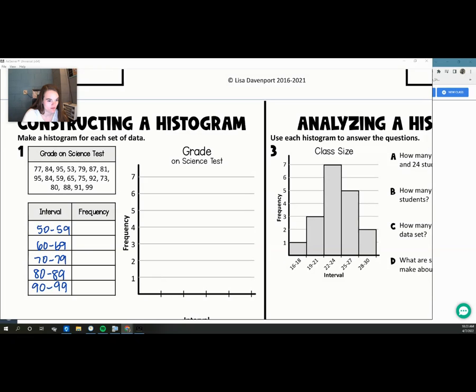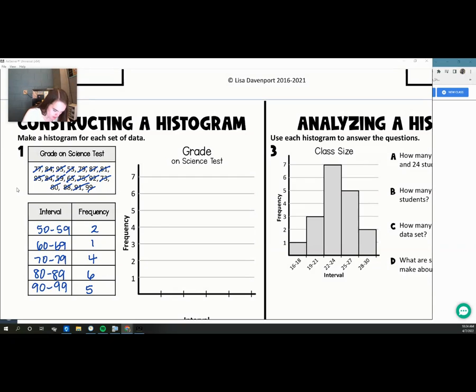So let's look for all the 50s. There are 2 50s, so we put 2, because there's 2 of them. 60s, we have 1. 70s, we have 4. 80s, we have 6, so quite a few 80s. And 90s, we have 5.